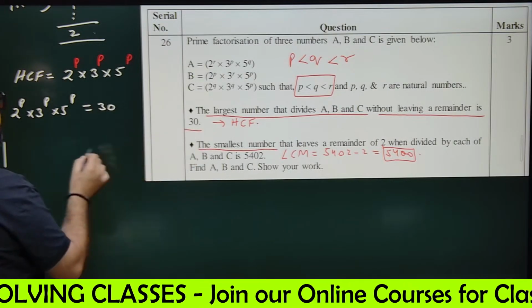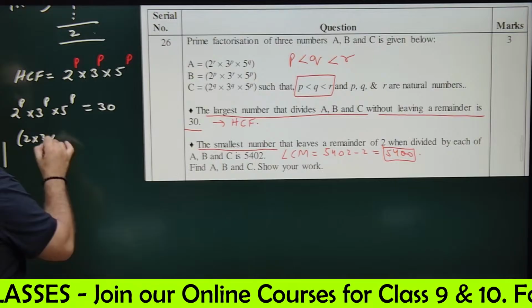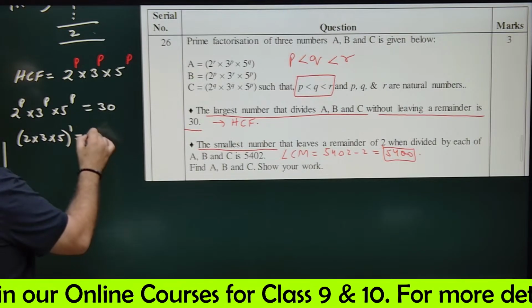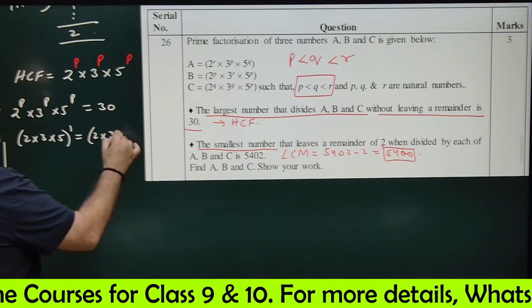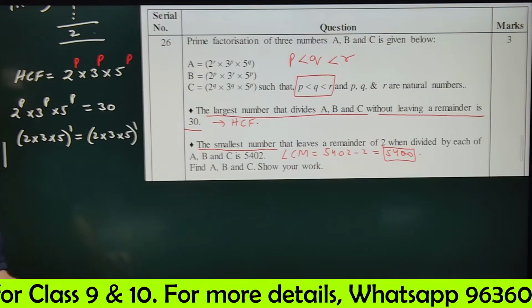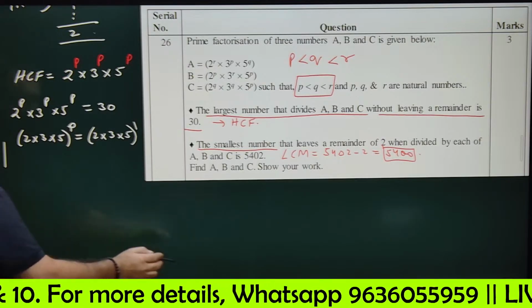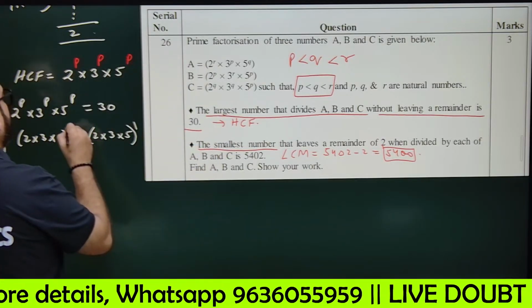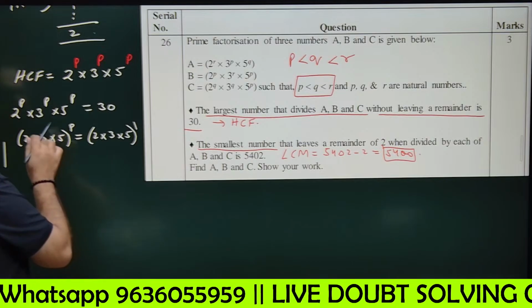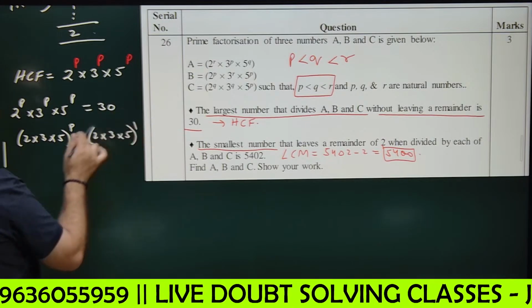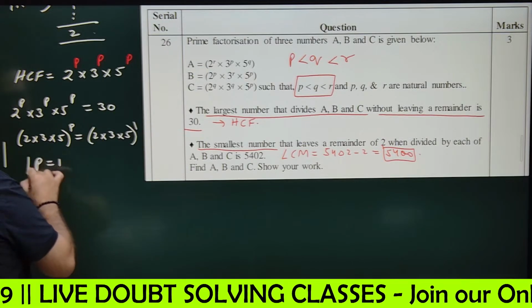It is given, right? So it is 2 into 3 into 5 raised to power 1. What is 30's prime factorization? 2 threes are 6, 6 fives are 30, power 1. Yes or no? Power p. So 2 into 3 into 5 power p equals 2 into 3 into 5 power 1. So comparing both sides, p came out to be 1.